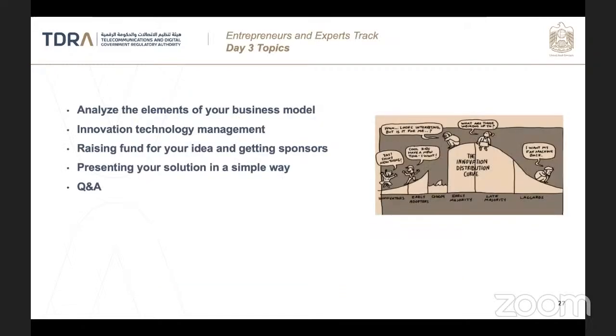So tomorrow, we will be talking about the elements of your business model, how innovation technology is managed, the cycle, how we raise funds for ideas and get sponsors, and finally presenting the solutions in a simple way. And we will have question and answer like we have today. So any questions?